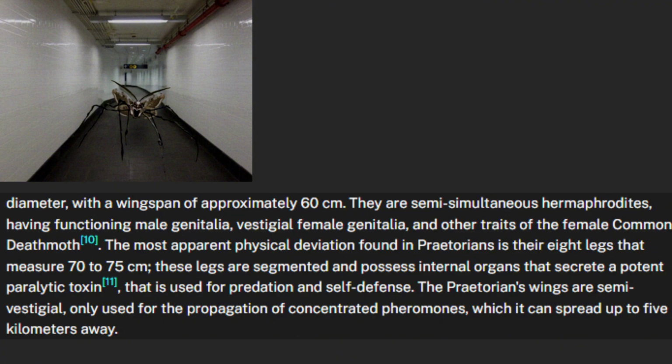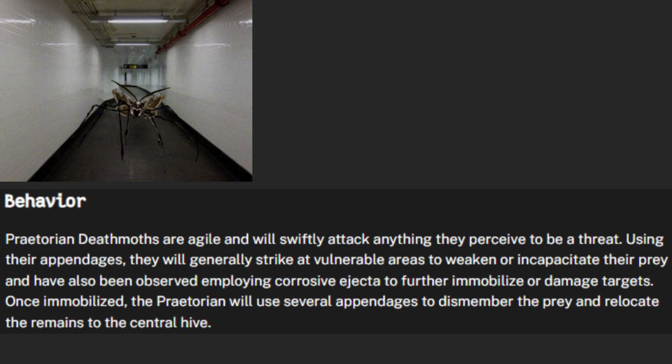Behavior. Praetorian death moths are agile and will swiftly attack anything they perceive to be a threat. Using their appendages, they will generally strike at vulnerable areas to weaken or incapacitate their prey, and have also been observed employing corrosive ejecta to further immobilize or damage targets. Once immobilized, the Praetorian will use several appendages to dismember the prey and relocate the remains to the central hive.